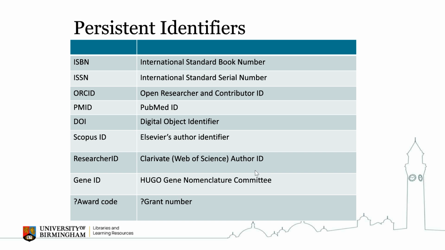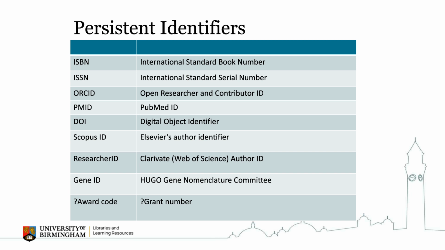To help you understand what we mean by persistent identifiers, think about an ISBN for a book. It's a unique string of 10 or 13 numbers, which means that two books with the same title can't be confused. The ISSN does the same for a journal title, like the Lancet or the Times Literary Supplement.